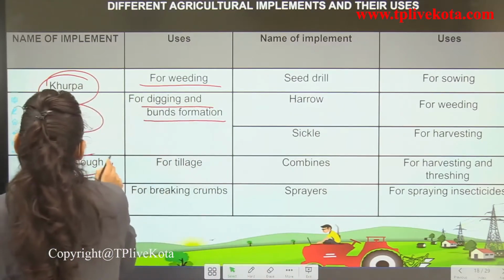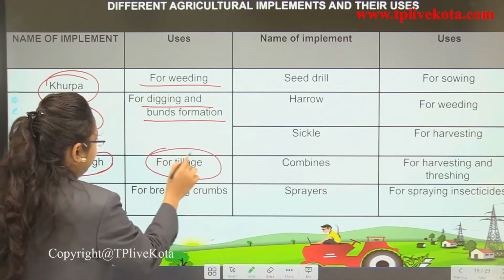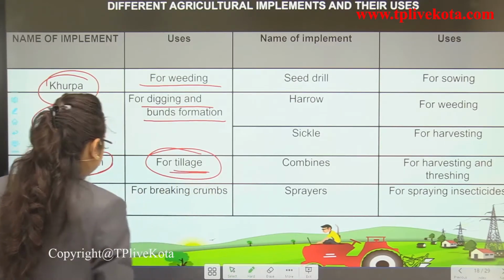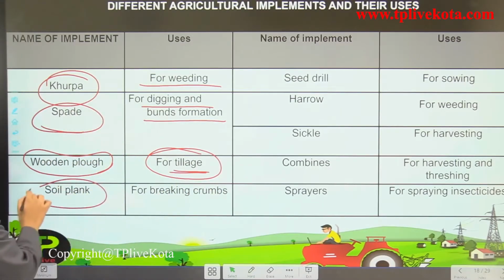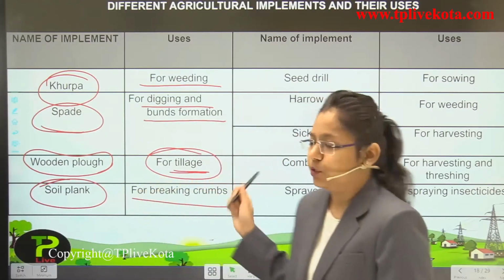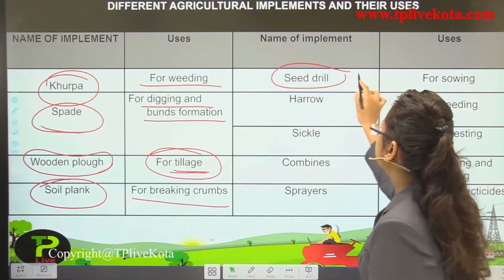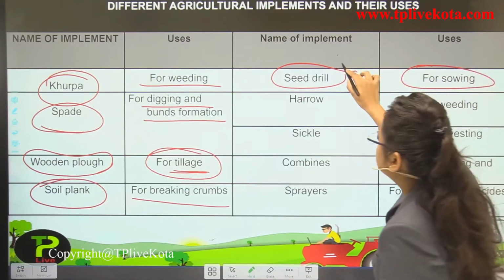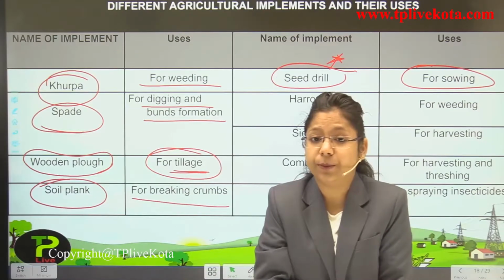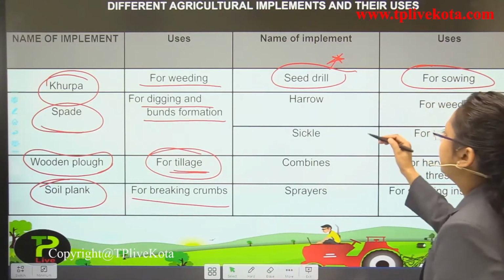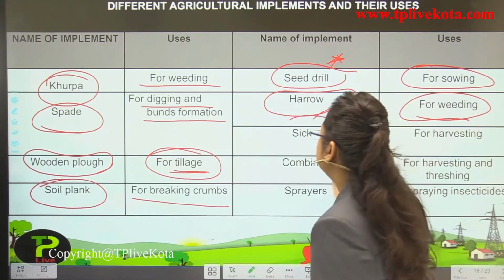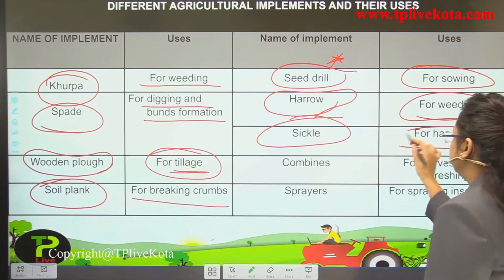Now the wooden plow, I told you about this, is used for tillage. Tillage means, you know this thing very well, the loosening of the soil. The soil plank is used for breaking the crumbs. I told you about it in the leveling procedure. The seed drill is used for sowing. This is the basic implement used for the sowing procedure. The harrow is used for weeding purposes. The sickle is used for harvesting.